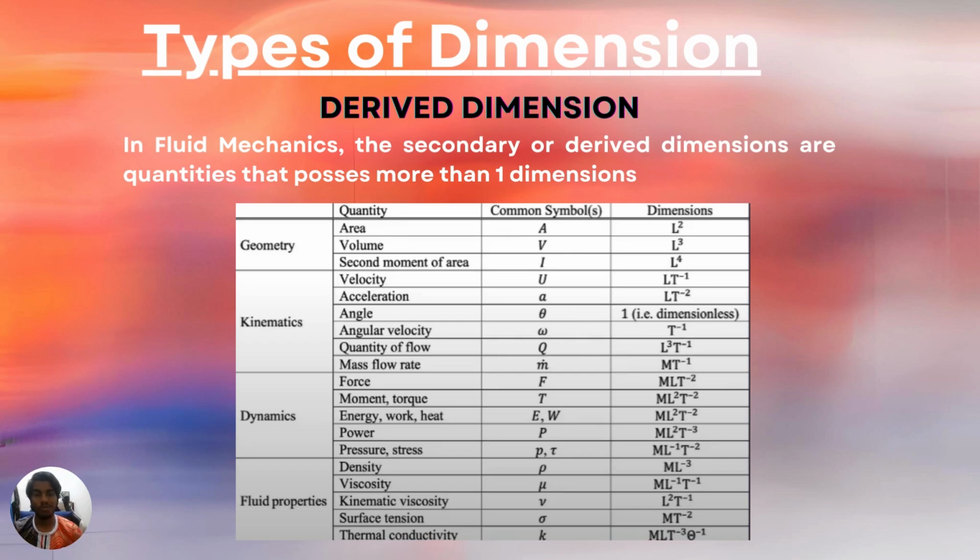For example, volume. Volume is basically the fundamental dimension length multiplied three times. So volume is just meter cubed. It's basically length times length times length, so we get L to the power 3. That is an example of a derived dimension. So these are the properties of derived dimensions and the examples.